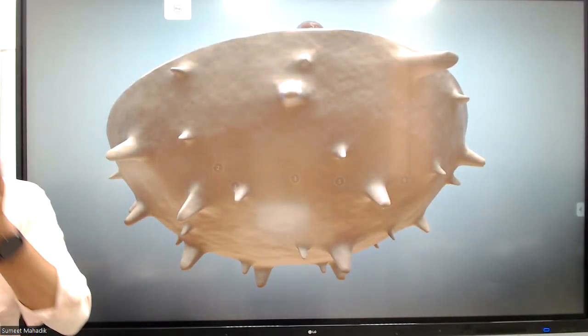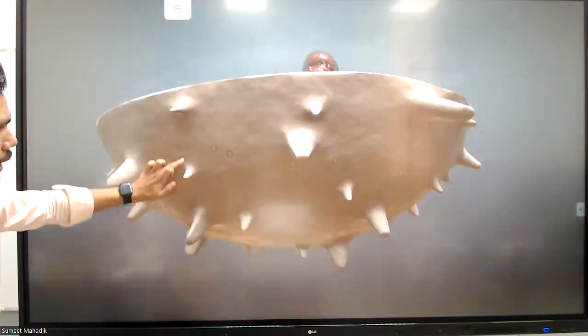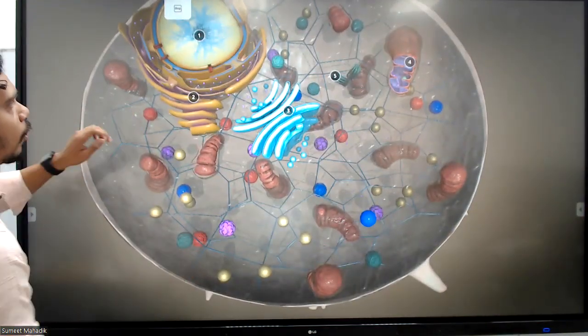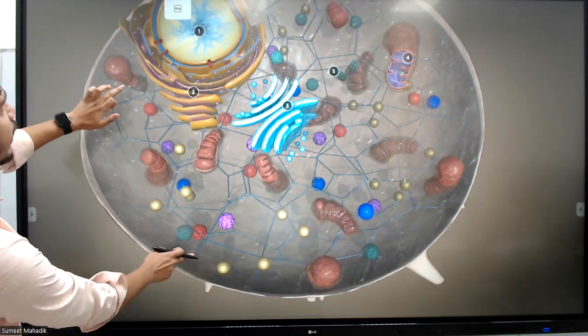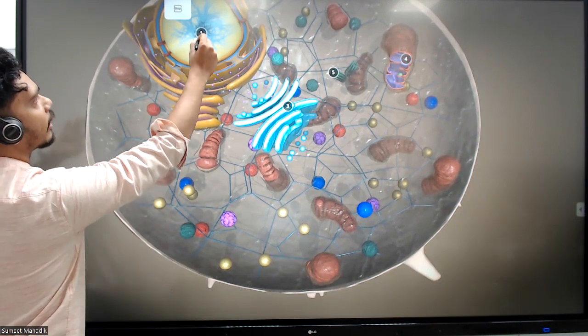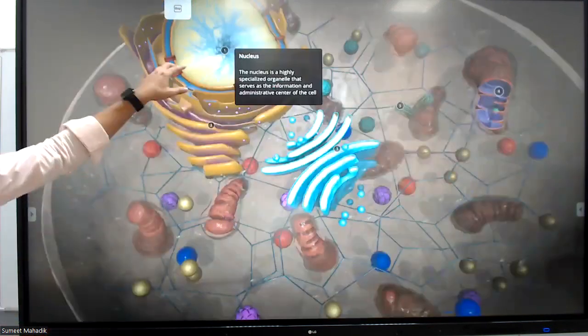Okay, we're talking about the cell, right? This is a kind of cell. And what is inside the cell? Numerous things are there, right? So let's see what is there inside the cell. Can you see the first number? When you talk about a nucleus, it is there, right? What is that? A nucleus.